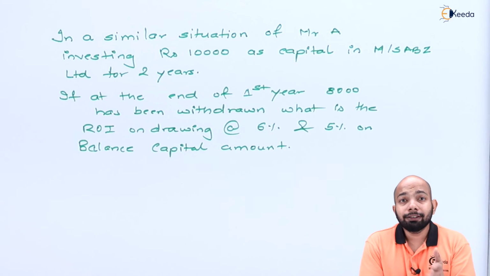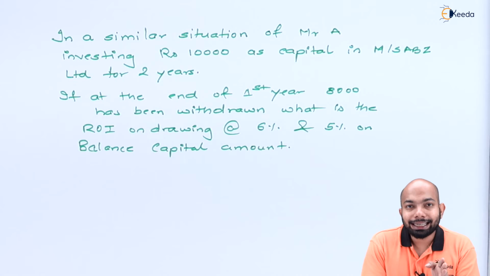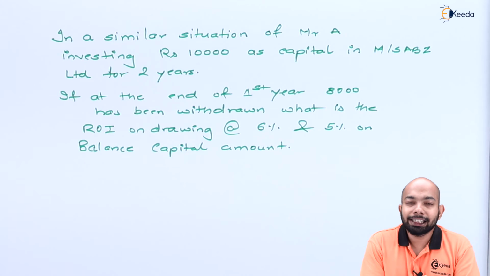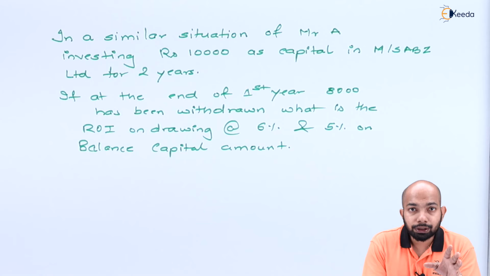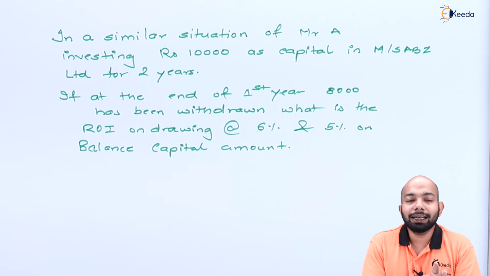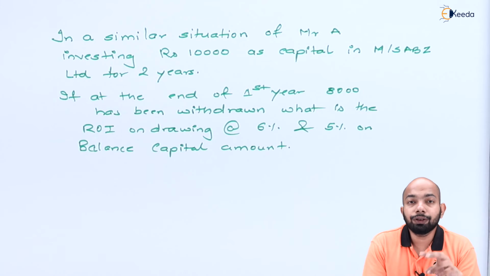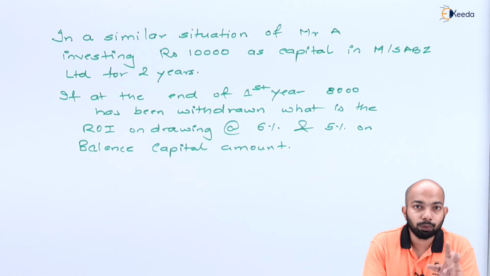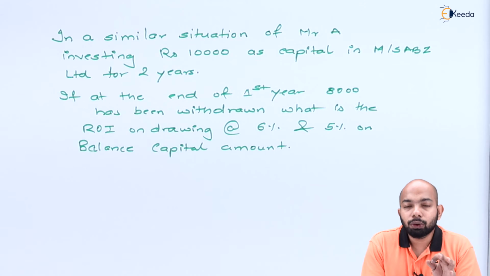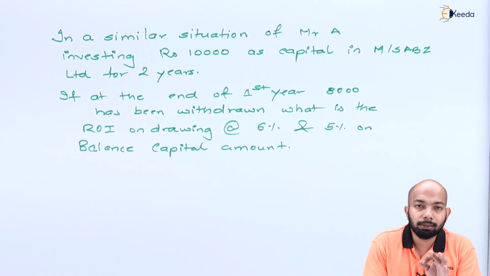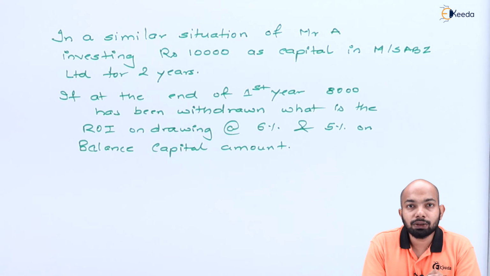Let's figure that out. So as you can see, we have mentioned the same scenario here. It says that in the same situation, Mr. A has a specific amount of capital invested in the business already, which is 10,000. What if he withdraws 8,000 out of it at the end of the first year? At the end of the first year, he withdraws 8,000 out of it and the balance capital of 2,000 is still there. So if you have to charge him interest on drawing at the rate of 6%, what would the amount be? And what is the amount that he'll receive as interest on capital on the total amount that he has still kept in the business? So that's what we have to calculate.